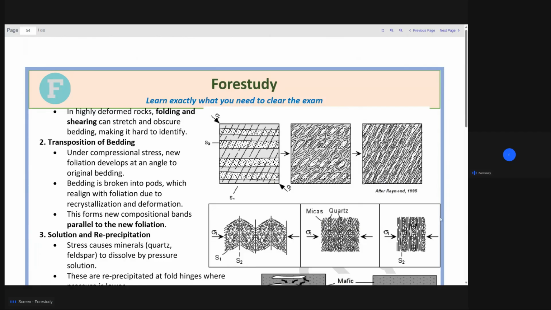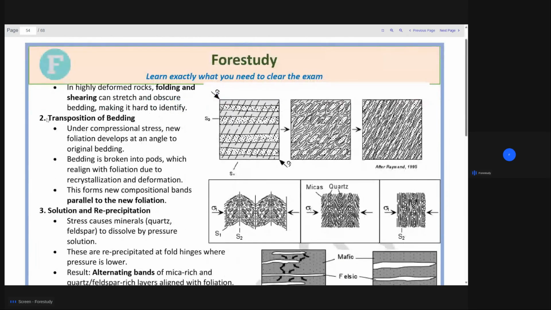Most people observing a rock at this stage can make an error of saying that the beds are like this, but actually the beds were horizontal, and because of this folding and this segregation of micas and quartz, it resulted in forming beddings like this. Okay, so transposition of bedding can take place by this folding activity.